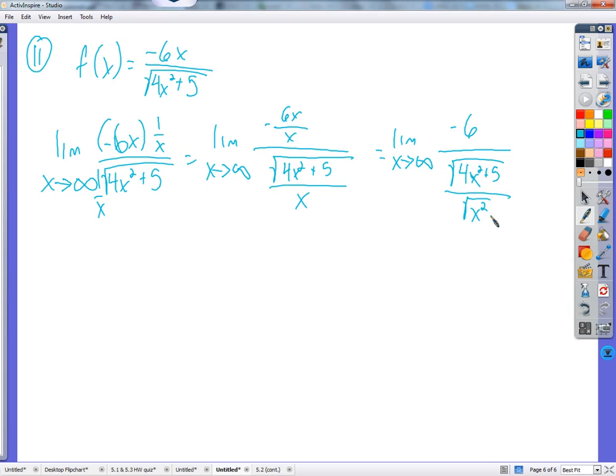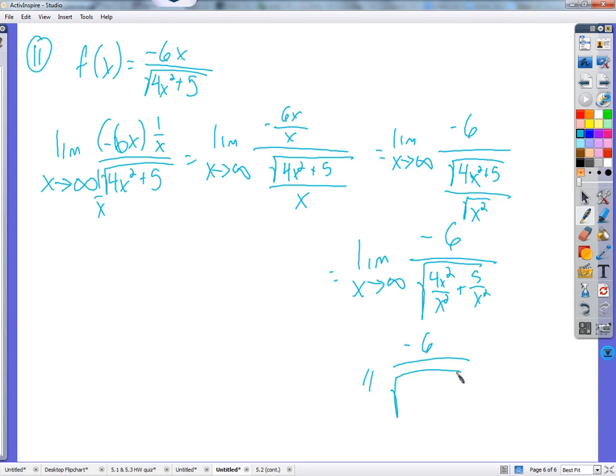Square root of x squared. Still, it's the same problem. Let's see. Square root of 4x squared over x squared plus 5 over x squared. This would be the limit of negative 6. Now this would be 4 plus 5 over x squared.